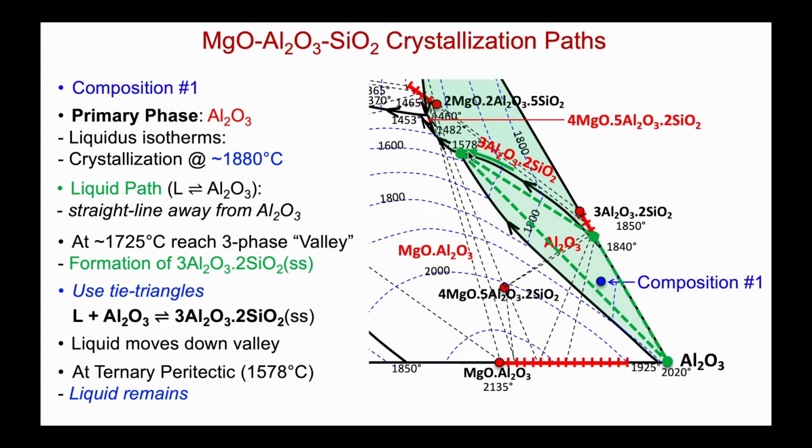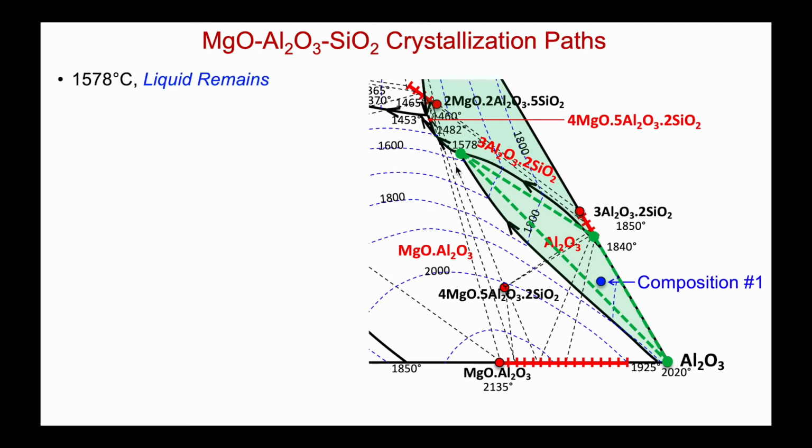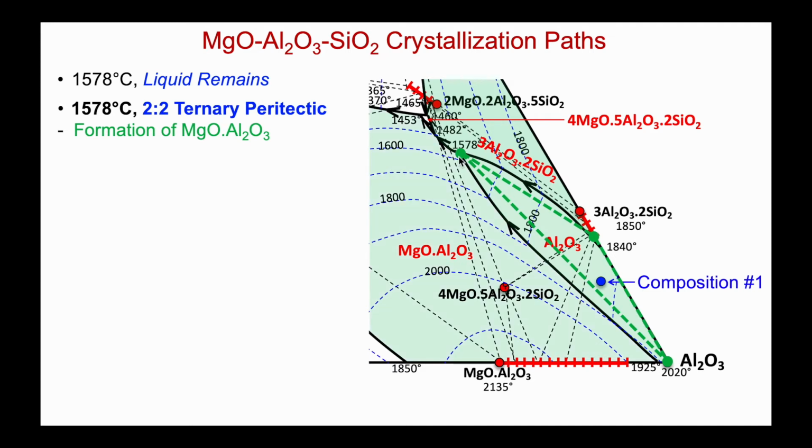Next is to identify what is this reaction at 1578. We're going to see it's actually a peritectic, and let's go to the next slide to focus on that. So we're at 1578, liquid still remains, and this in fact is a 2,2 ternary peritectic, and we're going to start forming MgO-Al₂O₃, which is the other primary phase field surrounding this invariant. So let's shade that in.